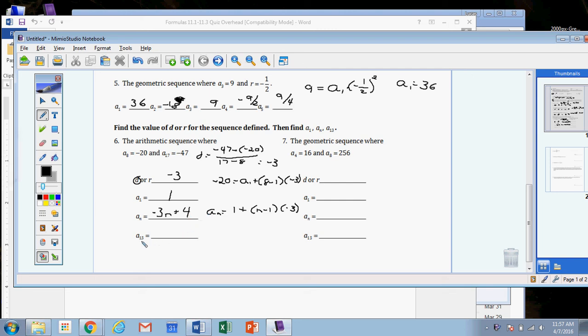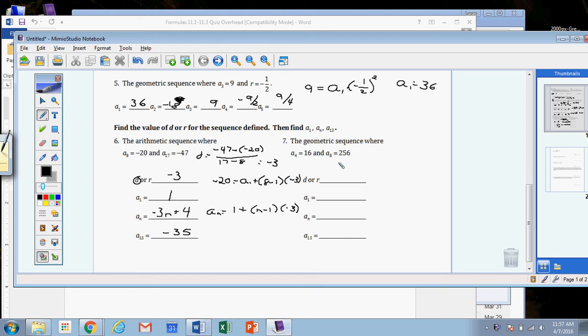Now, in order to find the 13th term, I simply plug the 13 into my formula here, right? So I plug 13 into this. Negative 3 times 13 is going to give me negative 39. Then plus 4 is going to give me negative 35.